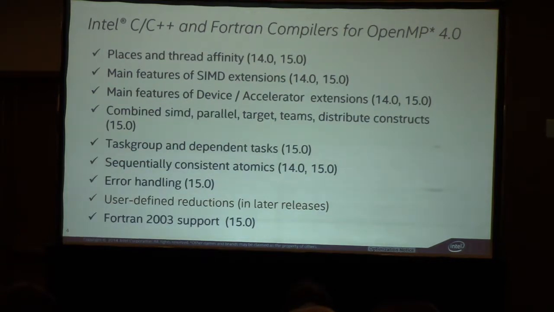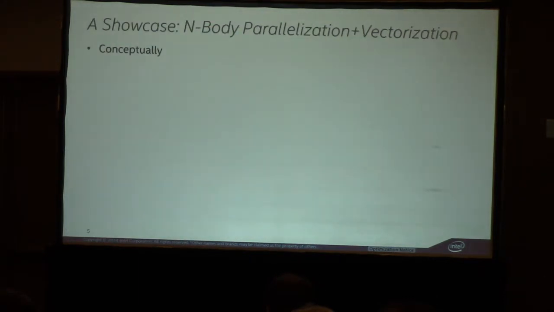This is the status of the Intel C, C++ and Fortran compilers for OpenMP 4. Most of the features are there. User-defined reductions are a little later than the rest, but pretty much everything is there.